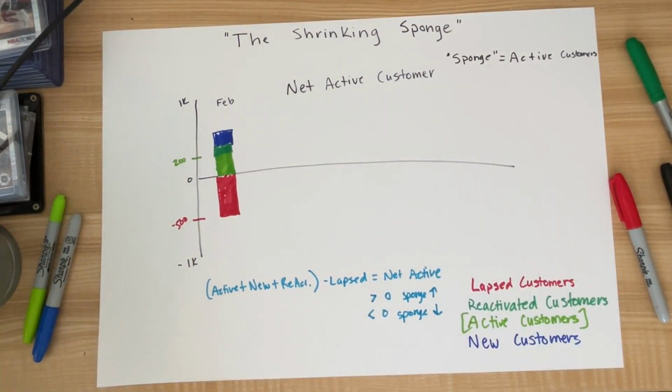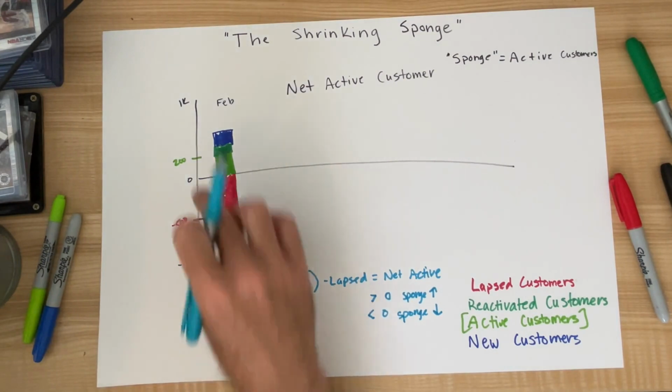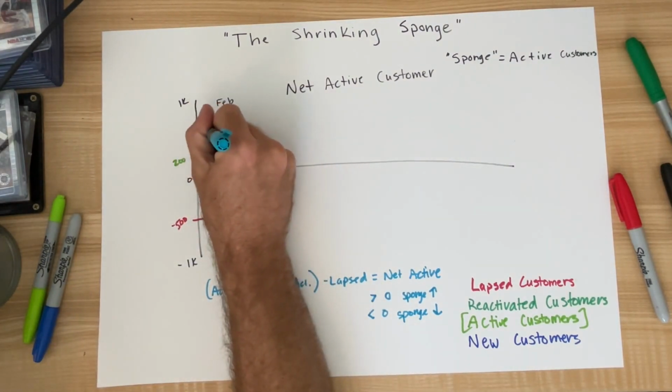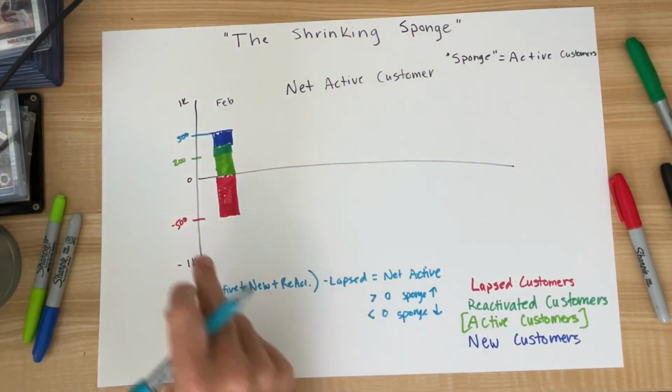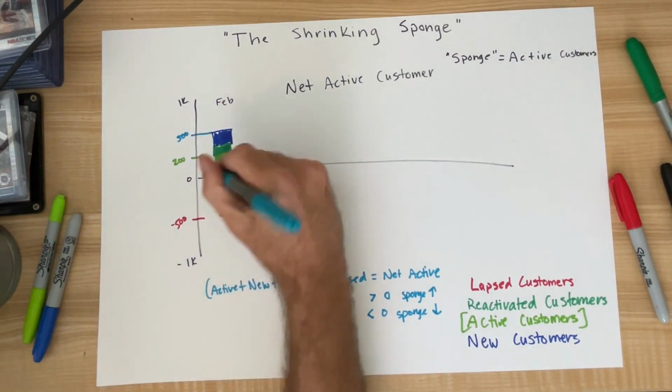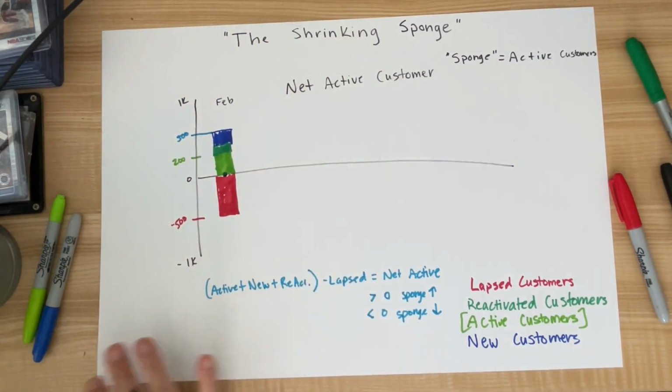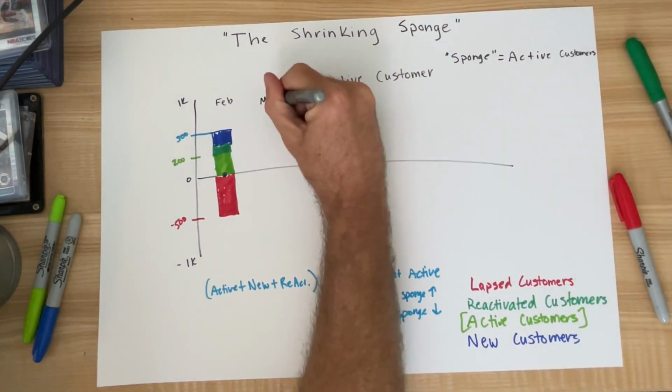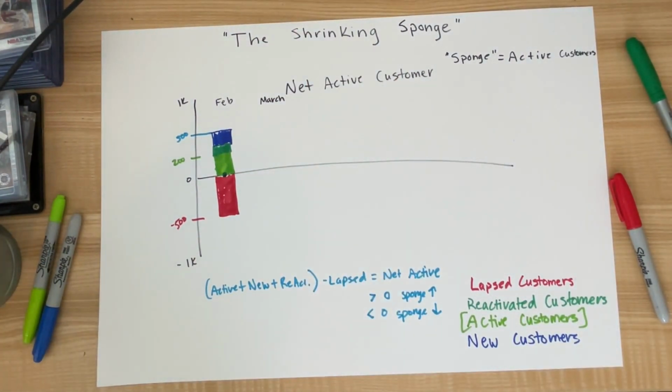Let's just assume, for the sake of this month in February, that the sum of these is equal to 500. I would have 500 minus 500, or break even customer growth. Now, as we begin to plan for March, let's pretend that maybe my CAC in February was a little high.